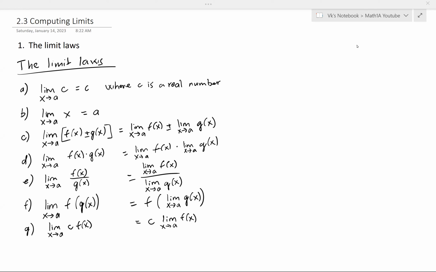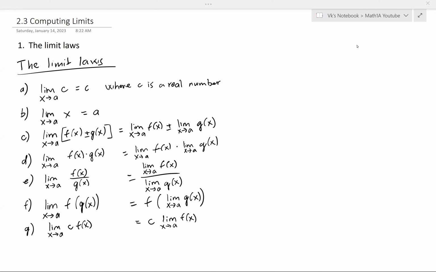Today we explore lesson 2.3, computing limits. Number one, the limit laws. We need to know the limit laws because they will offer us a shortcut and we don't have to use the table.